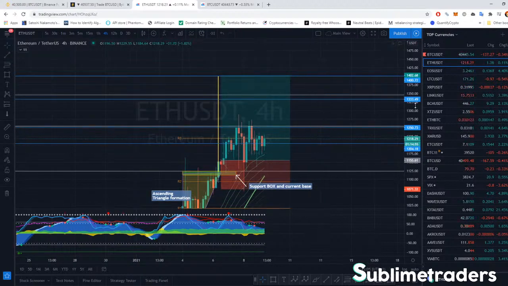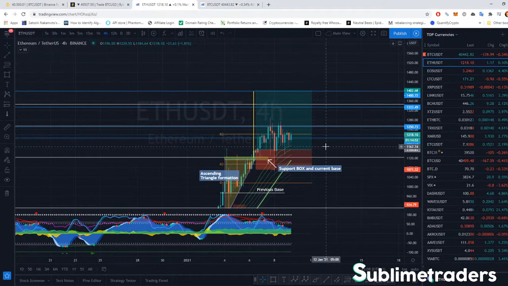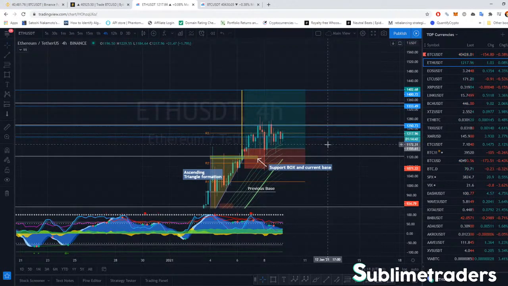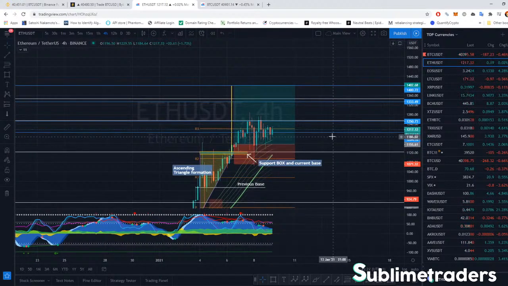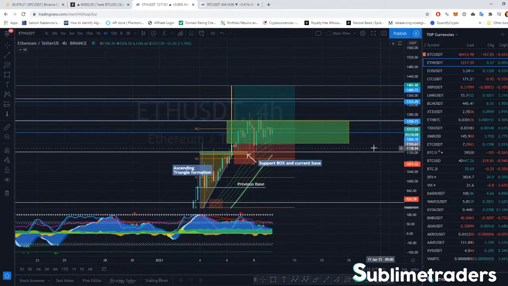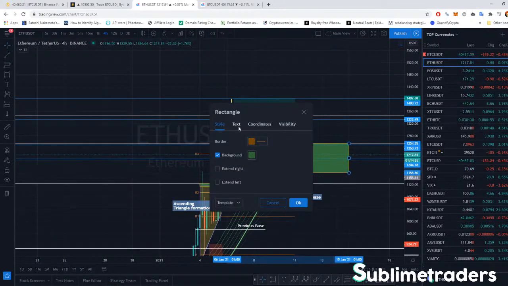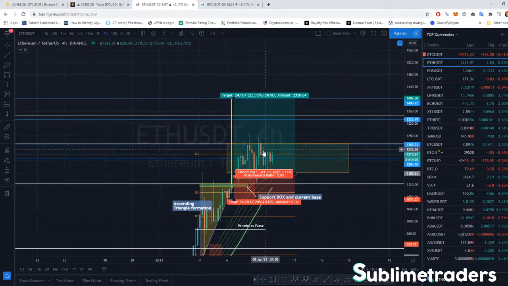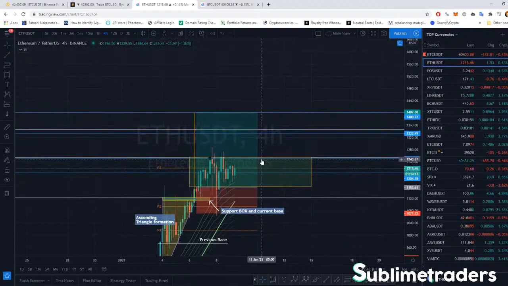I think this coin has a lot of potential. And frankly, I see it in 3 months at 3K. 3K for Ethereum is very, very possible in 3 months. We are looking strong. This is a consolidation phase right here, and we can go up from here.